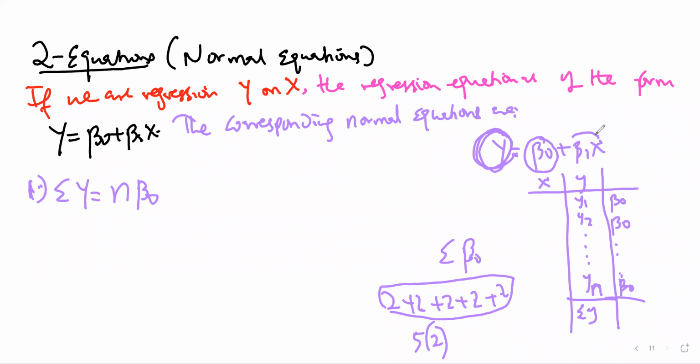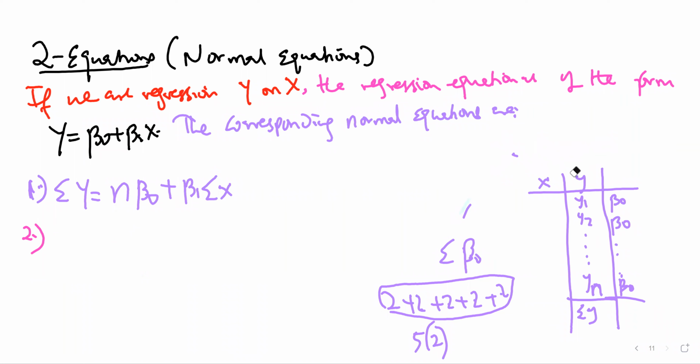Then finally, you come and sum this term here, which will give us beta 1 summation of x. It's like you have 2x, then you want to sum. It's like you get 2 summation of x. So that's the first normal equation. Now the second normal equation looks like this. This is how you make the second normal equation.